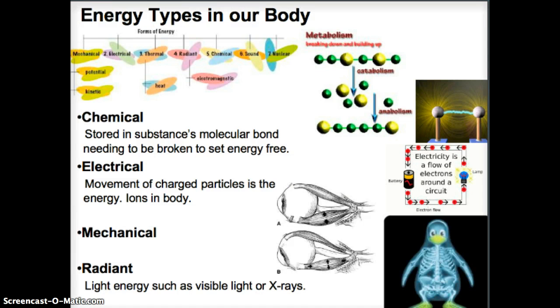We have multiple different energies in the body. We have chemical energy, and that's energy that's stored in a substance's molecular bonds. When we break that bond, we set that energy free, and that makes us do some work, for example, a muscle contraction. We have electrical energy, and that's when charged molecules move through the body real fast. In our body, those are ions that carry that electrical energy. The nerve impulse is a good example of that.